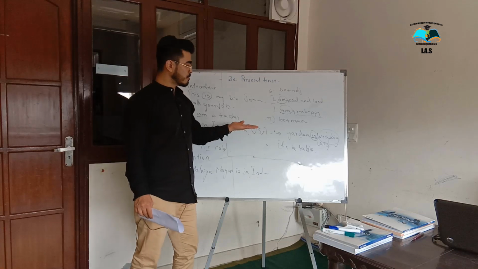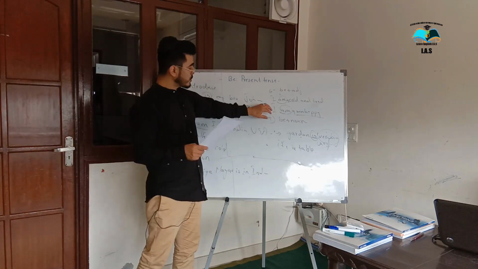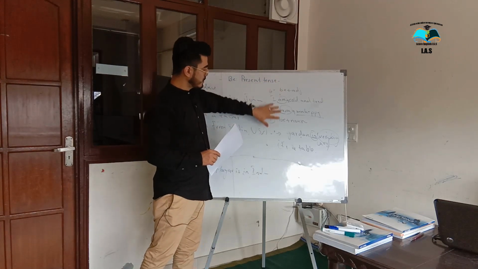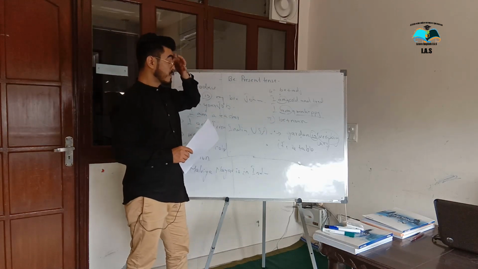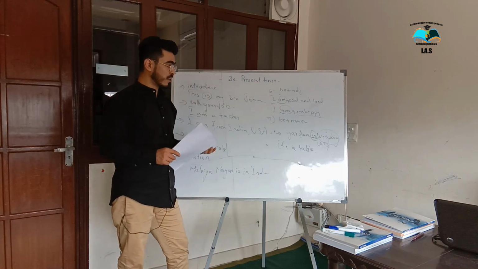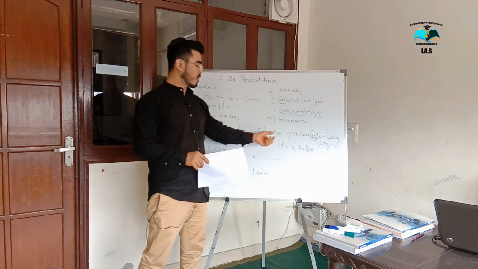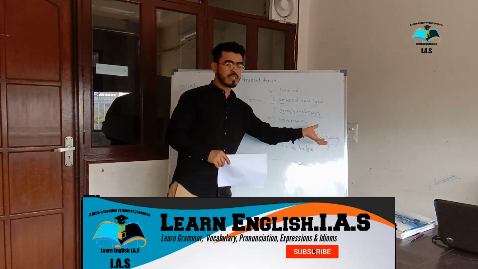Also we use be plus noun. We use be plus adjective and be plus noun to describe somewhere. For example, the garden is very big. Now I am describing the garden. So the garden is what? The garden is very big.